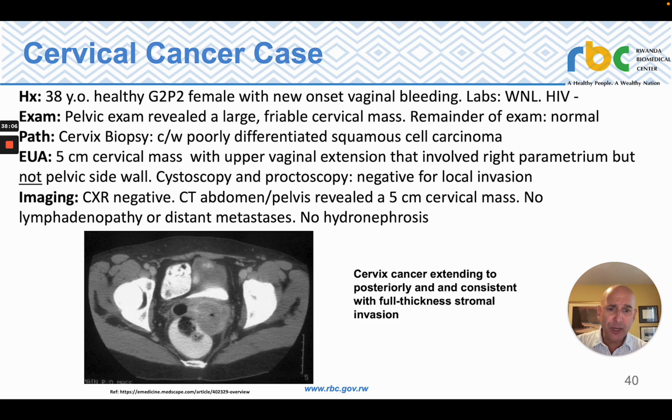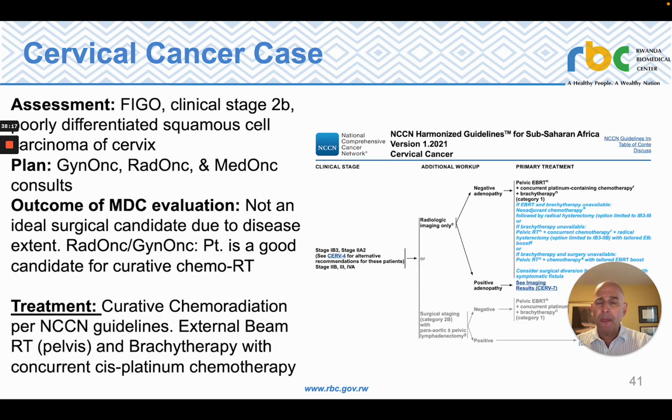On this image, we have a CT slice showing a cervix cancer extending posteriorly and consistent with full-thickness stromal invasion, similar to what we're talking about with this patient. So the assessment here was that the patient had clinical stage 2B disease. That's by FIGO, which is the staging system that we use for gynecologic cancers. The biopsy confirmed a poorly differentiated squamous cell carcinoma of the cervix. The plan at that time was to get multidisciplinary input from GYN oncology, radiation oncology, and medical oncology with consultations.